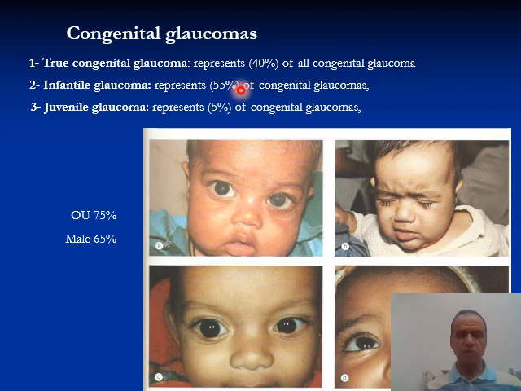If the signs of glaucoma develop during the first year of life, it is called infantile glaucoma, and this is the most common type of congenital glaucoma. If the signs of glaucoma develop after the age of 1 year up to the age of 16 years, this is called juvenile glaucoma. Congenital glaucoma is bilateral in 75% and more common in males than females.